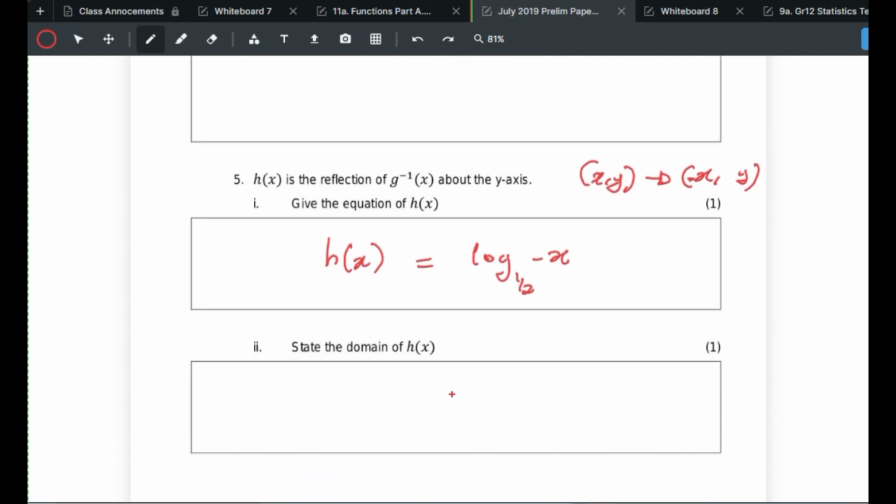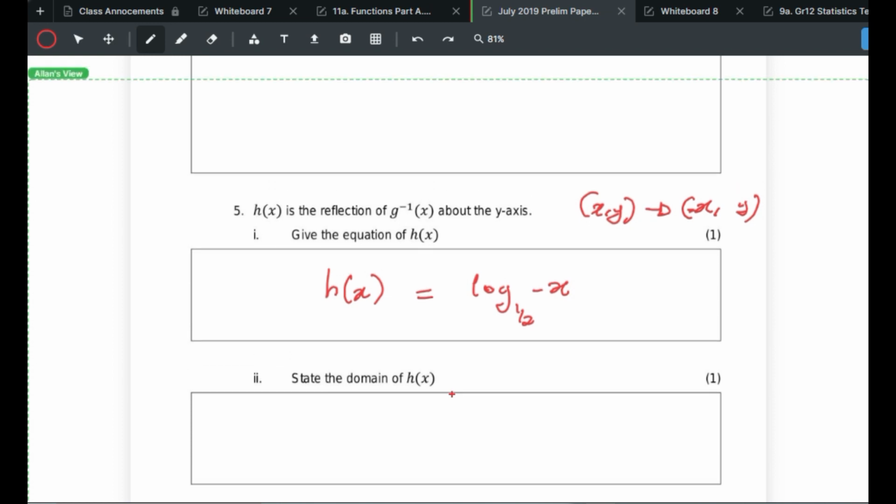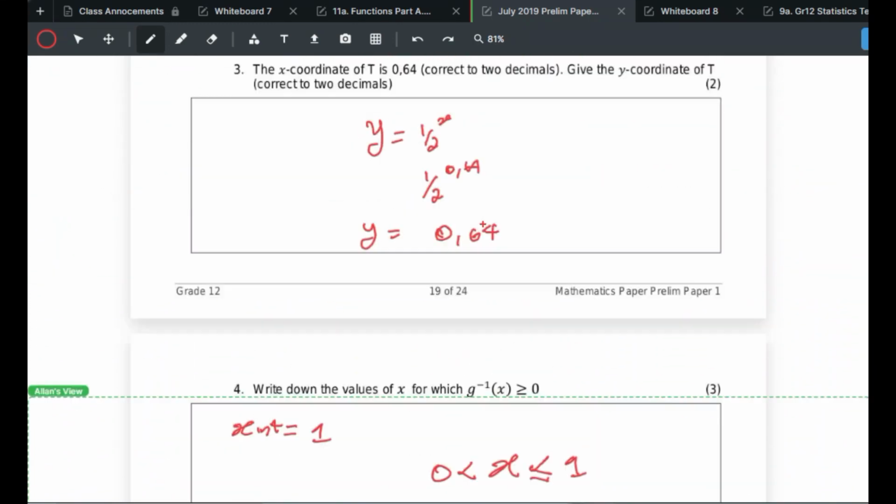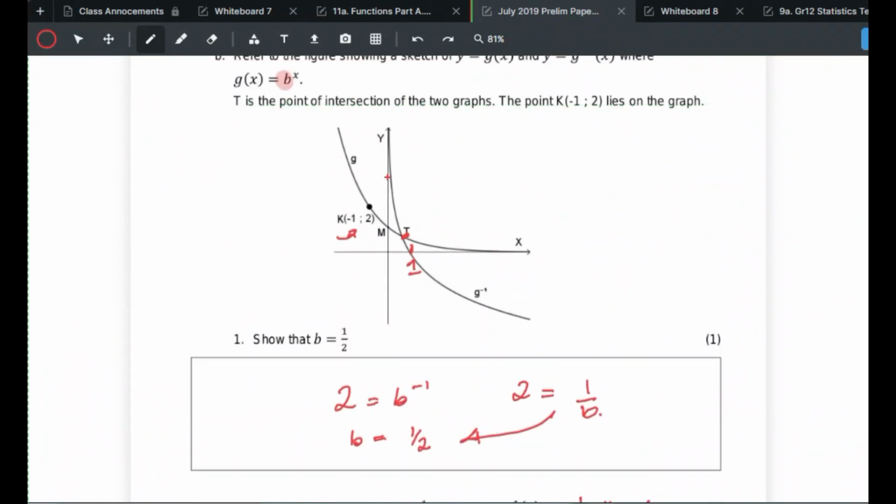Okay, now they say state the domain of h(x). So how do you think we can state the domain of h(x)? By the way, remember h(x) is the reflection of the inverse. So this is your inverse here. So we know it's less than zero. x is less than zero. Okay, you're absolutely right.